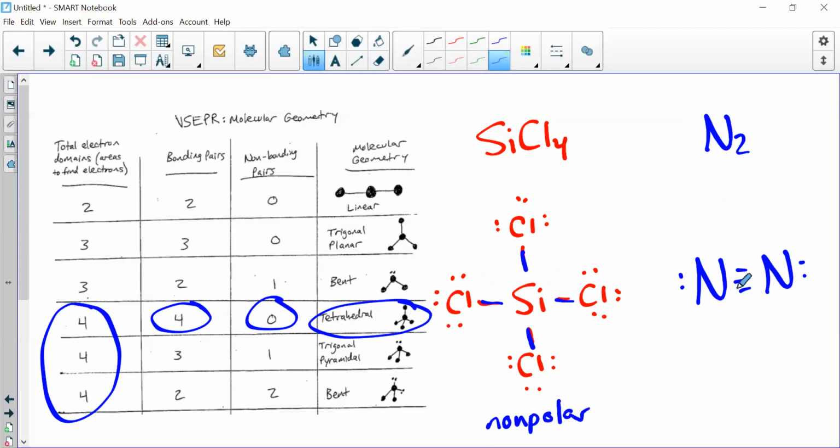All right, and so we've done this type of thing a bunch. This is going to be linear. Doesn't matter that there's a triple bond. And because it's the same element, this is going to be nonpolar as well.